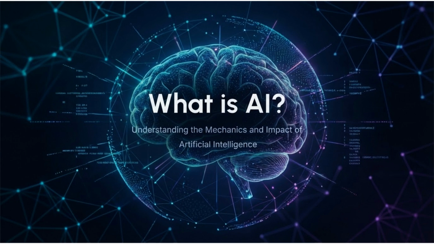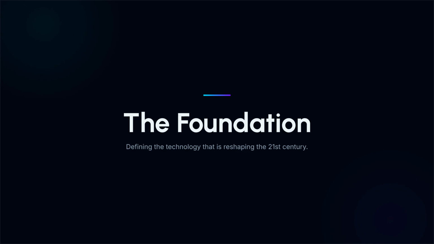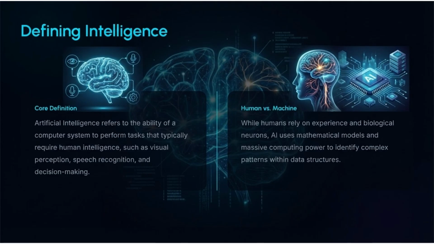We'll be understanding the mechanics and impact of artificial intelligence, a technology that is quickly reshaping our world. We begin by establishing the foundation of this technology, defining artificial intelligence as a pivotal force in the 21st century. Artificial intelligence refers to a computer system's ability to perform tasks typically requiring human intelligence, such as visual perception and decision-making. Unlike humans, AI uses mathematical models and computing power to identify complex patterns within data structures.